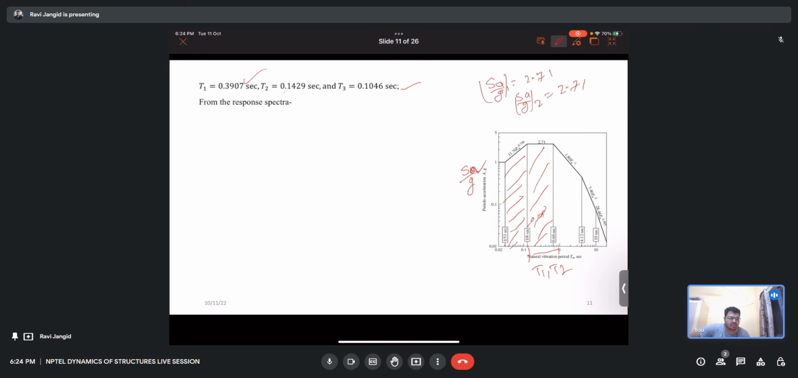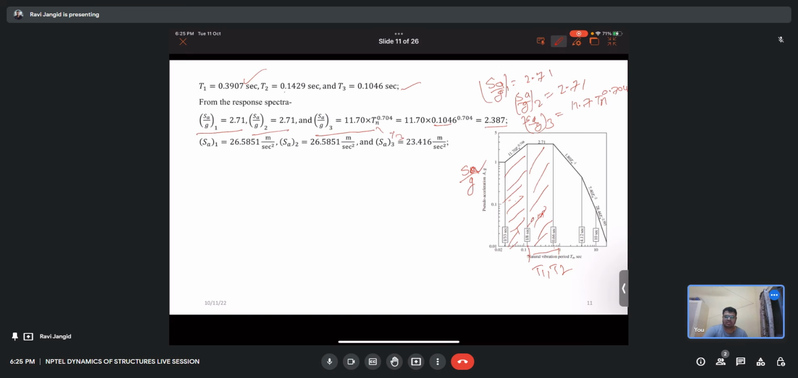Okay, so it is below the 0.125, that is around 0.1046, so that is falling in this region. So for this Sa by g, that would be 11.7 Tn raised to power 0.704. Okay, so from this we can calculate the Sa by g. For the first mode and second mode it is 2.7, for the third mode that is 11.7 times Tn raised to power 0.704. If you put Tn equal to T3, that is 0.106, so that is coming out to be 2.387.